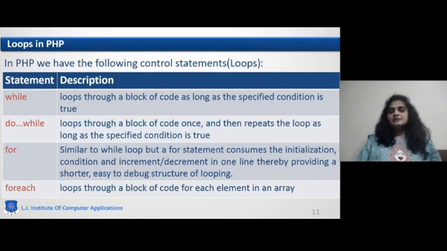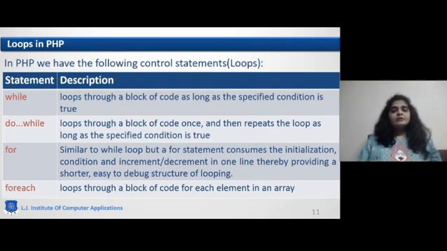Next is the do while loop. It loops through a block of code once and then repeats the loop as long as the specified condition is true. That means in a do while loop, the block of statements will be executed at least once, whether the condition is true or false.